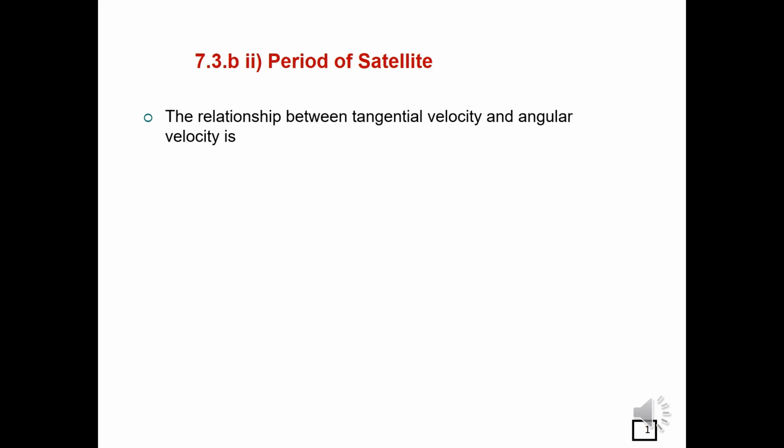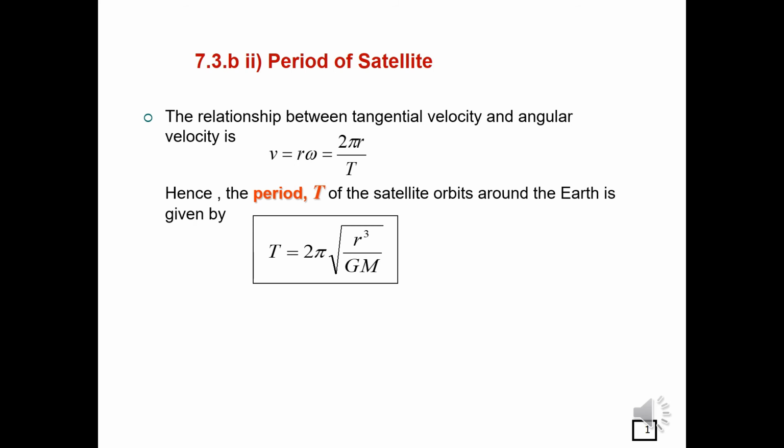Period of satellite motion. The relationship between tangential velocity and angular velocity is v equal to r omega equal to 2 pi r per T. Hence, the period of the satellite orbit around the Earth is given by T equal to 2 pi square root of r cube per GM.